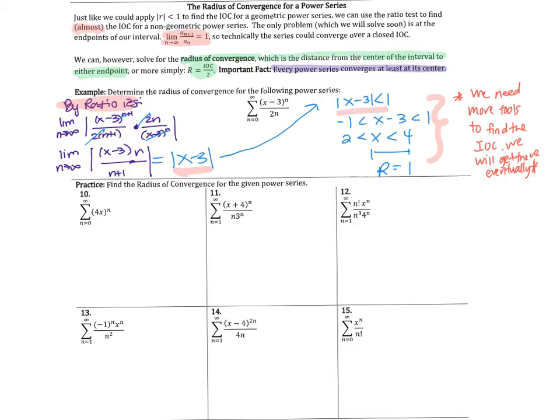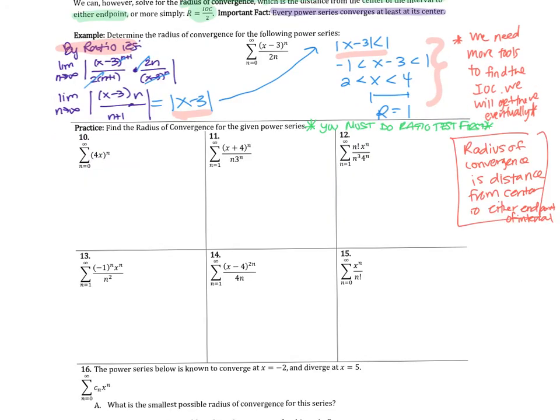So let's look at number 10. I added a couple of reminders here. You must do the ratio test first, and the radius of convergence is the distance from the center to either endpoint. So let's go ahead and do the ratio test here.